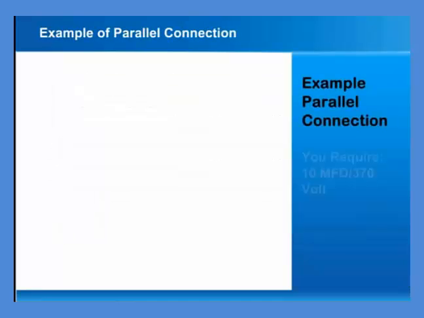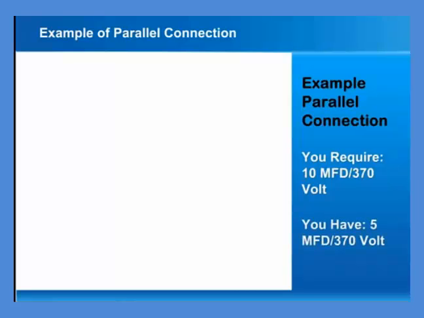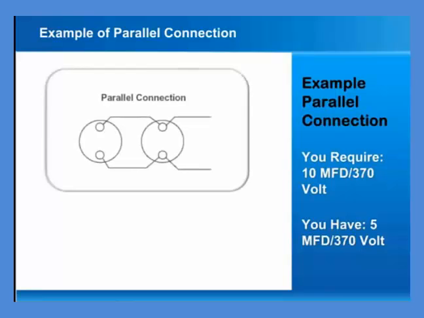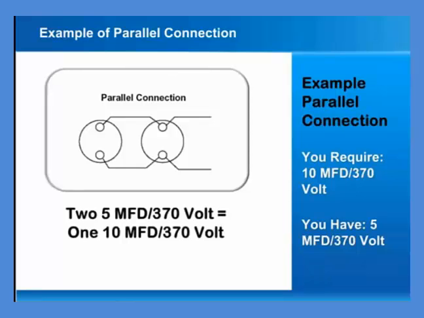Perhaps a 10 MFD 370 volt capacitor is required, but you only have two 5 MFD 370 volt capacitors available. By combining the two 5 MFD 370 volt capacitors in parallel, you will attain the performance of a 10 MFD 370 volt capacitor.